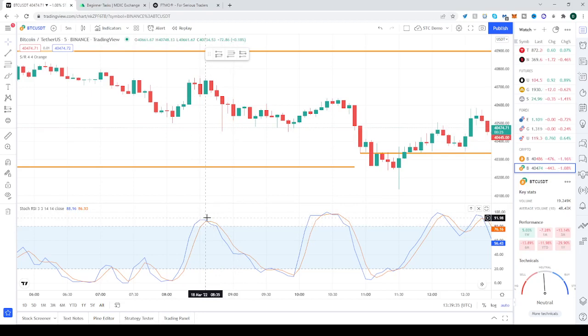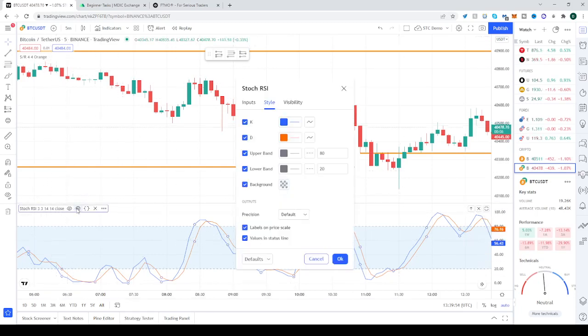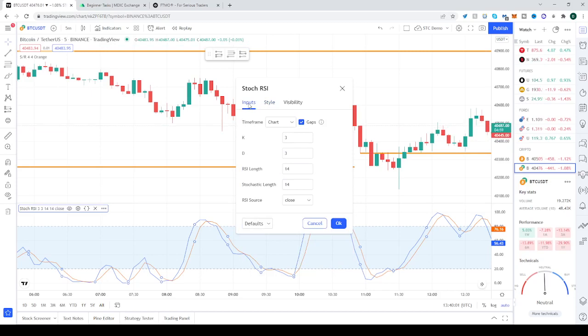So you have to look not only for where it goes above 80, but where those lines actually meet and cross, which is pretty much the most important point in this indicator. You can of course edit it depending on how you want your lines to be, as well as the inputs. You can also edit your RSI, but so far I've been using this.